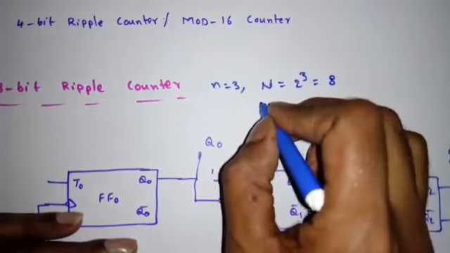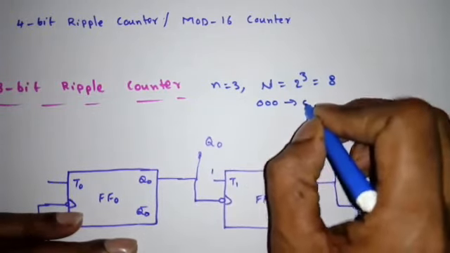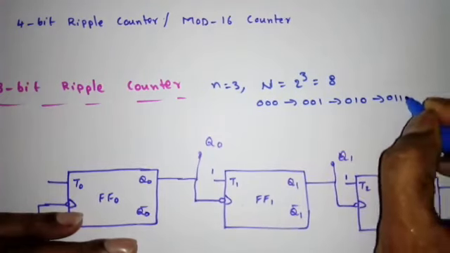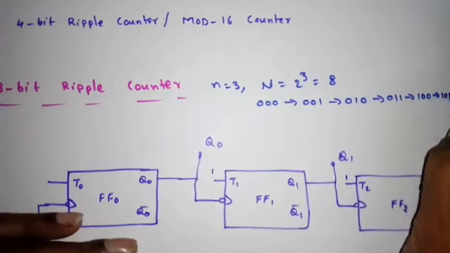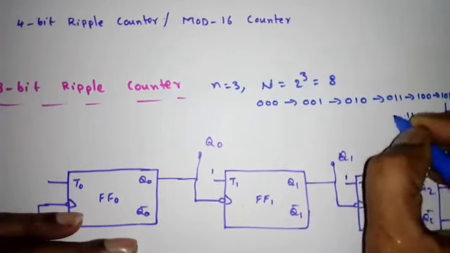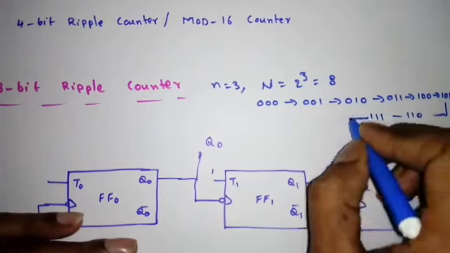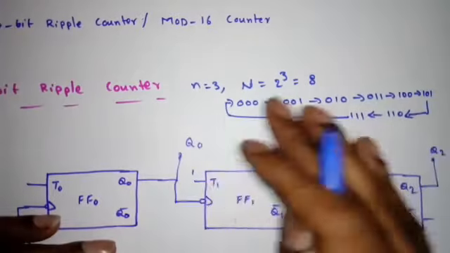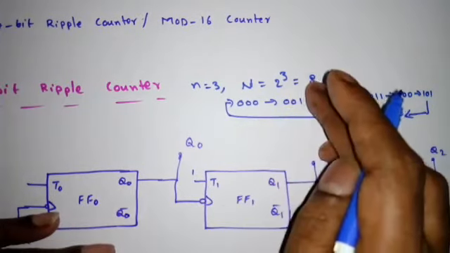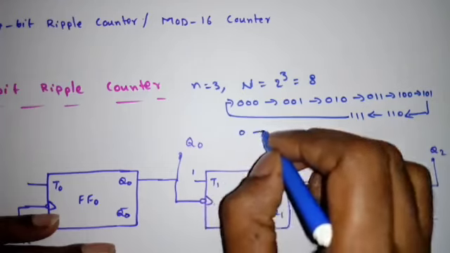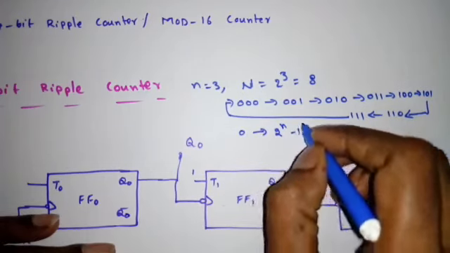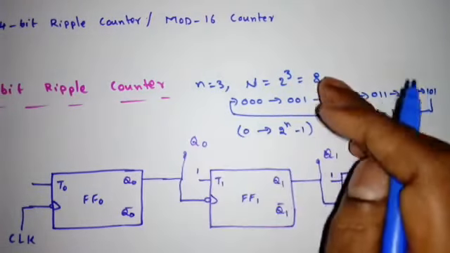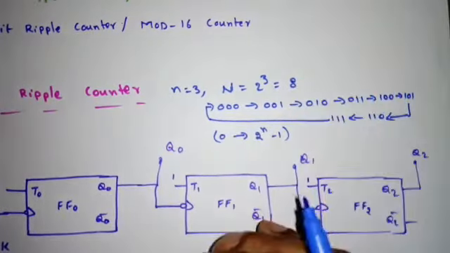So the sequence will start like this: 000, then 001, then 010, then 011, then 100, 101, 110, then the last state is 111, then it will come back to 000 again, right? So this is a binary sequence it will go through. So how many states? 8, but it will start from 0 and it will end at 2 power n minus 1, right? Now for n equal to 3, how many flip-flops are needed for mod 8? So 8 is the count, so how many flip-flops are required?